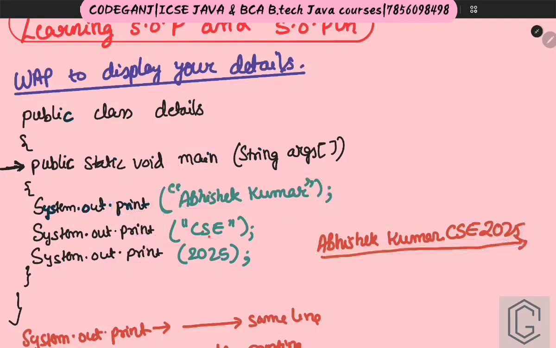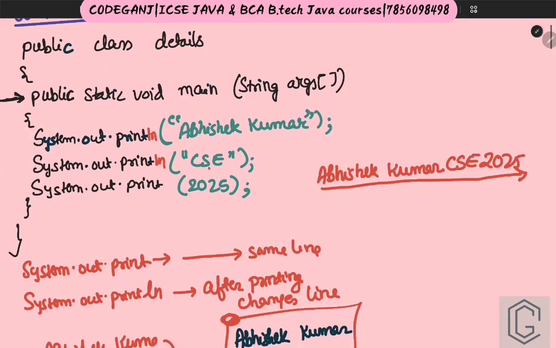There is another function called ln, println, System.out.println. What it will do is change the line after printing. Very important. After printing Abhishek Kumar, it will change to the next line. Then after printing CSE, it will change to the next line, and then 2025. Now here you need not change the line any more because you don't have anything more to print, so you can leave this as print only. I hope I am clear with print and println statements, right? So we understood one concept of programming here, that is how we use print and println.